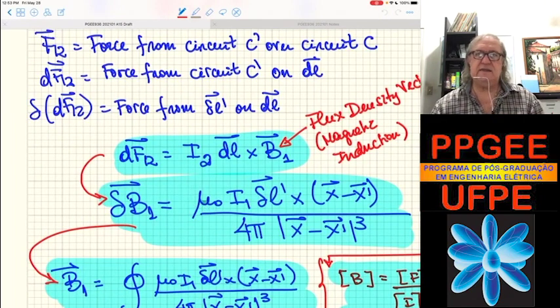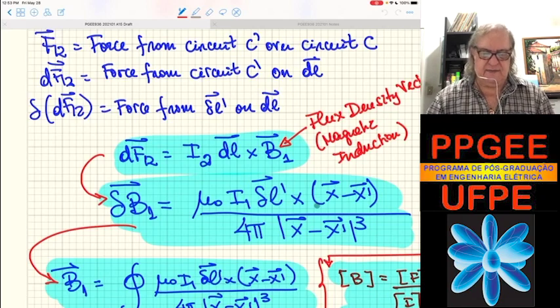is a constant that defines the unit system. This constant is called the magnetic permeability of vacuum. In this case, we have current loops in vacuum. So it's due to circuit 1, so we have I1 and delta L prime cross x minus x prime divided by this magnitude cubed. So this is the inverse square law, as I mentioned to you.